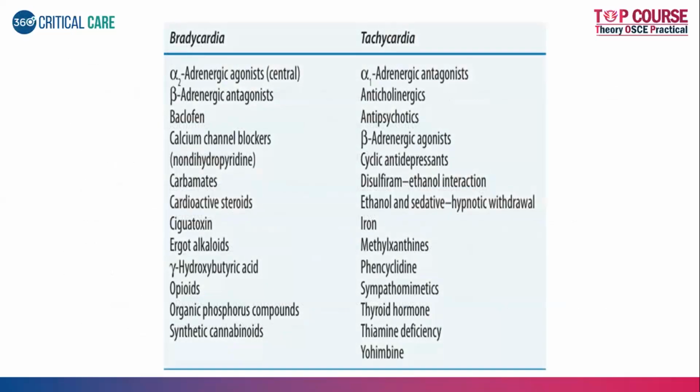So now examples of the same. Examples of drugs or toxins causing bradycardia are alpha 2 adrenergic agonists, beta blockers, calcium channel blockers, your famous OP compounds, carbamates, and opioids. Okay, so all these cause bradycardia.